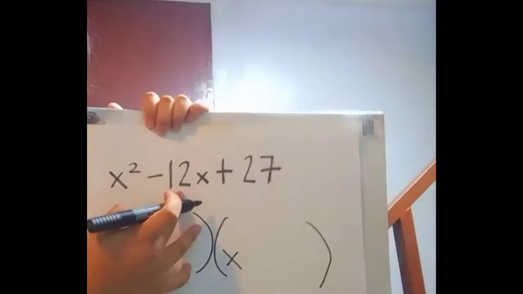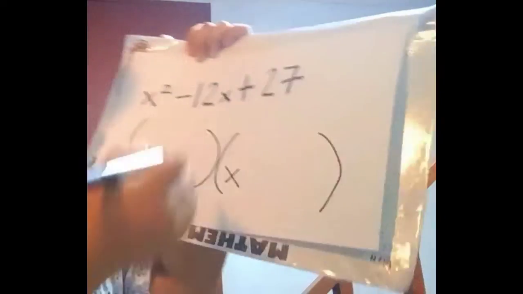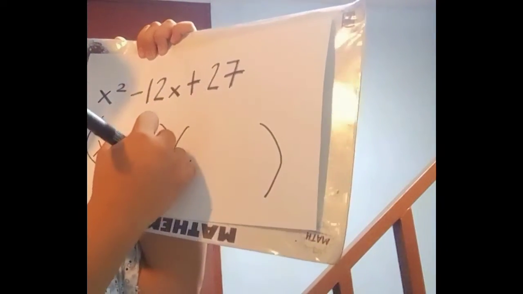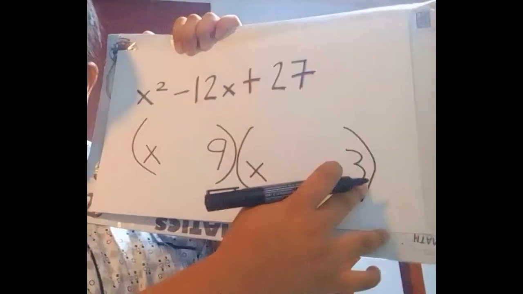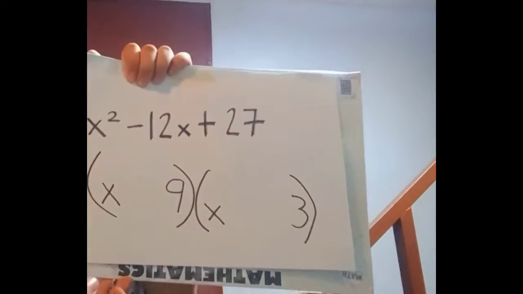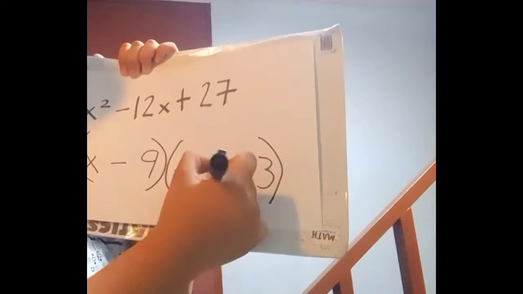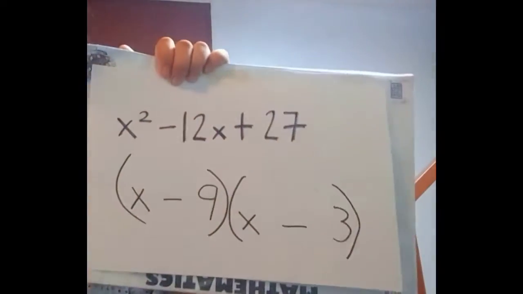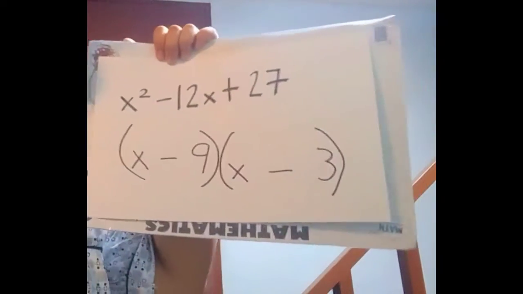So 9 times 3 is equals to 27 and 9 plus 3 is equals to 12. So we're going to put 9 here and here is 3. 9 plus 3, 12. 9 times 3, 27. And we're going to copy the sign of the middle term. And that's it. The answer for x squared minus 12x plus 27 is x minus 9 times the quantity of x minus 3.